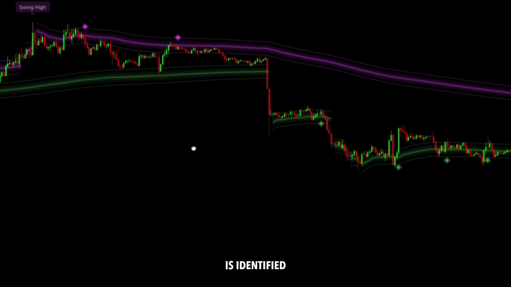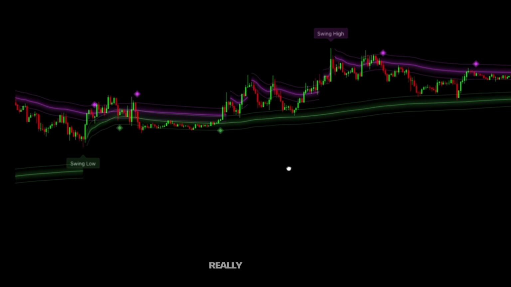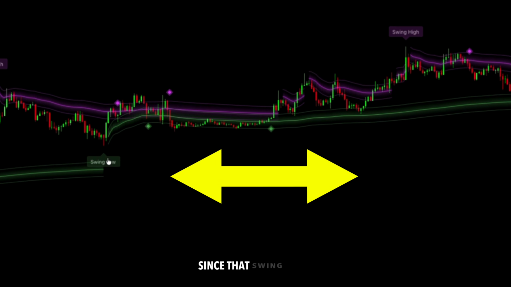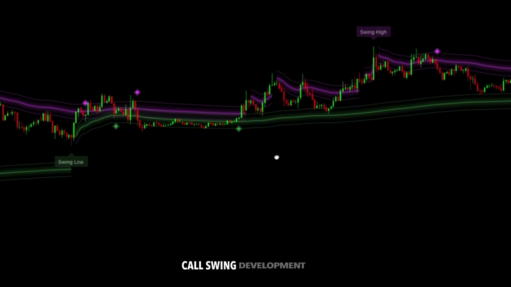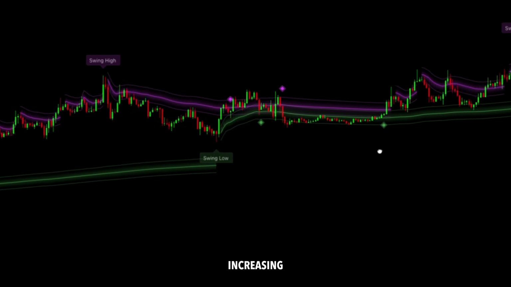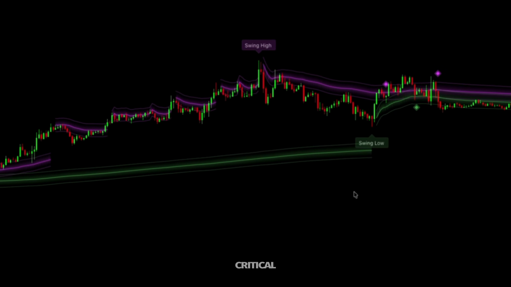Once a swing point is identified, the indicator tracks something really interesting. It measures how long price has been developing since that swing point was formed. This is what I call swing development time. If price continues making higher highs, the time since the last swing low keeps increasing. If price continues making lower lows, the time since the last swing high keeps increasing. This time measurement becomes critical.